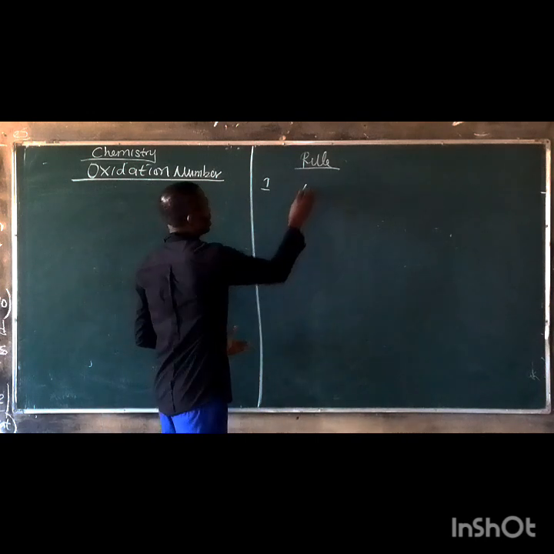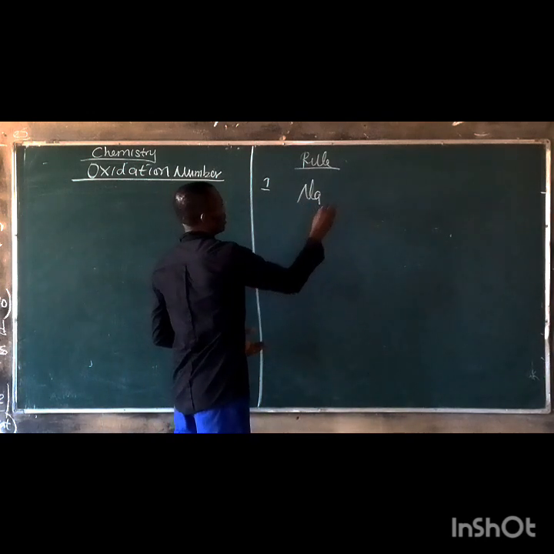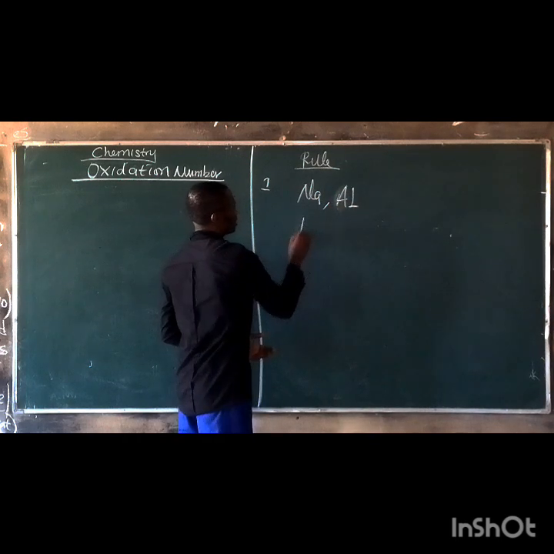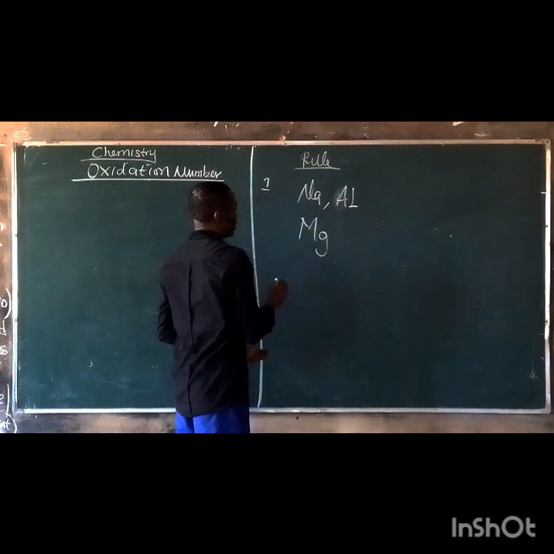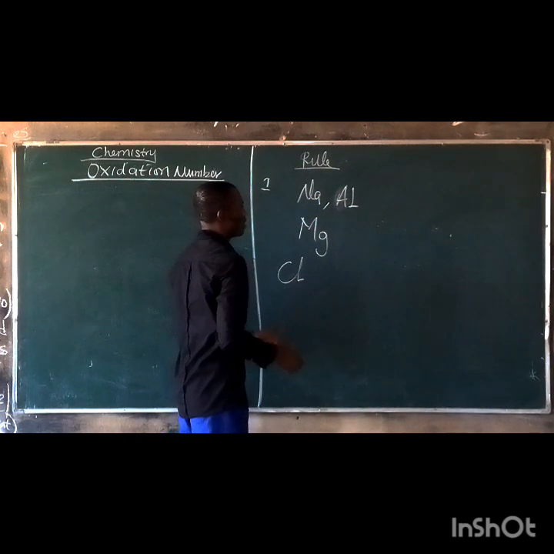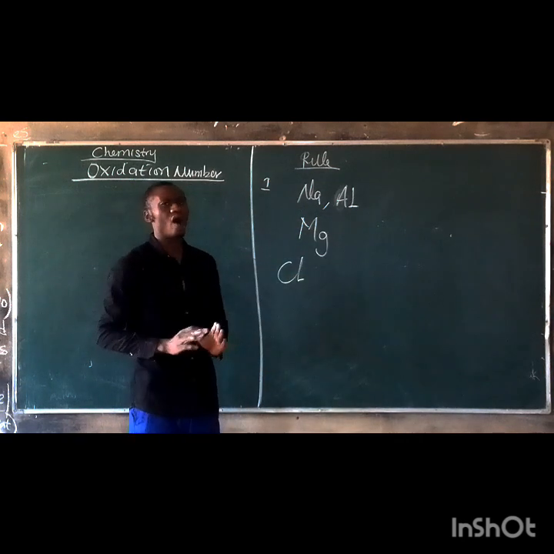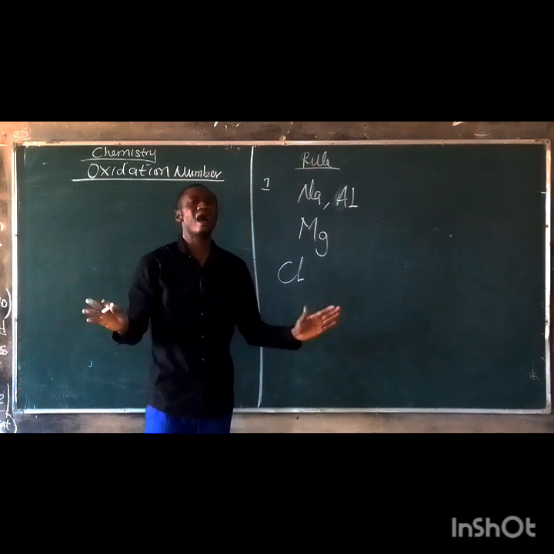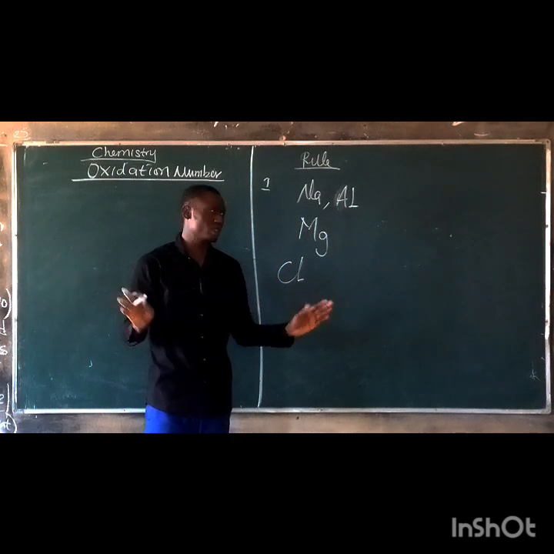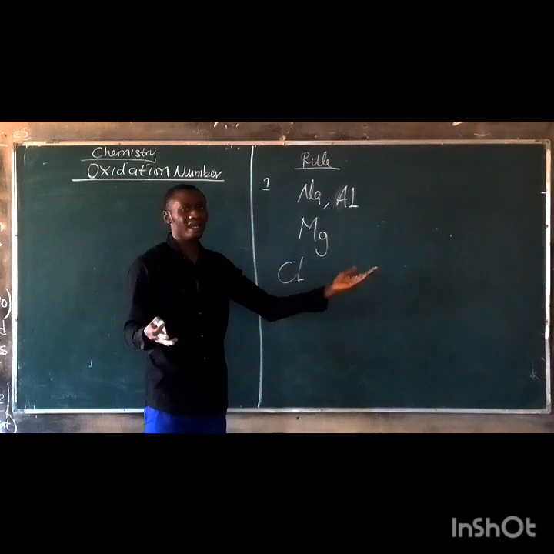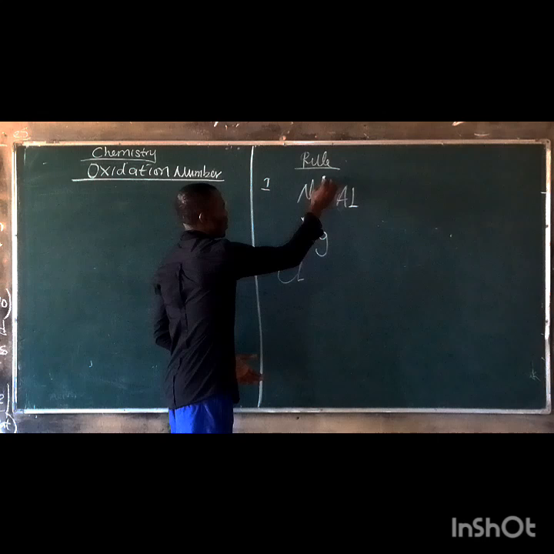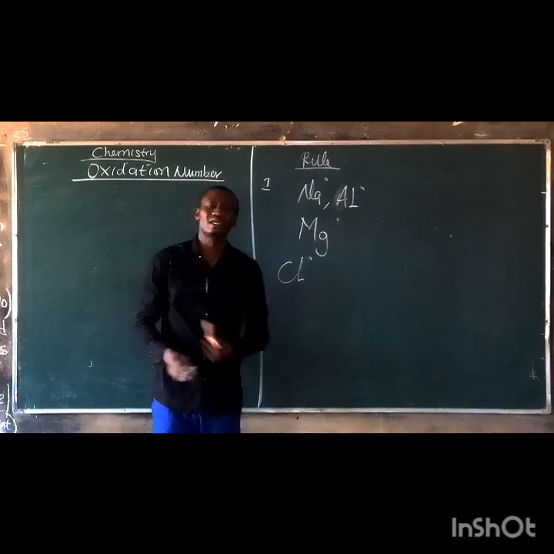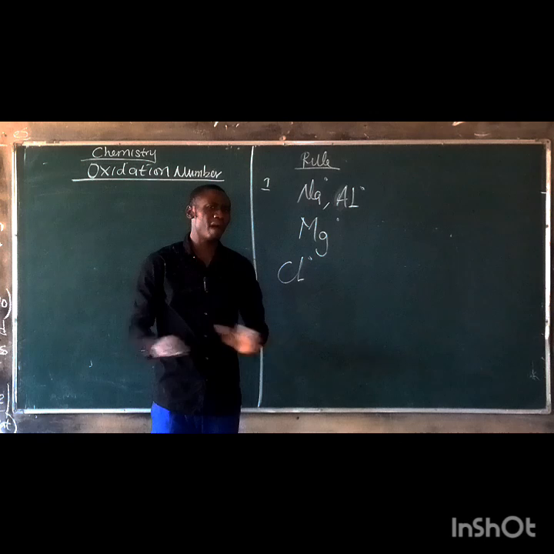For instance, this is sodium. This is aluminum. This is magnesium. This is chlorine. Notice that these are all ground state elements, neutral atoms. They don't have an oxidation charge. Some textbooks put 0 here, 0 here, 0 here, 0 here. So this means that there is no oxidation number in it.